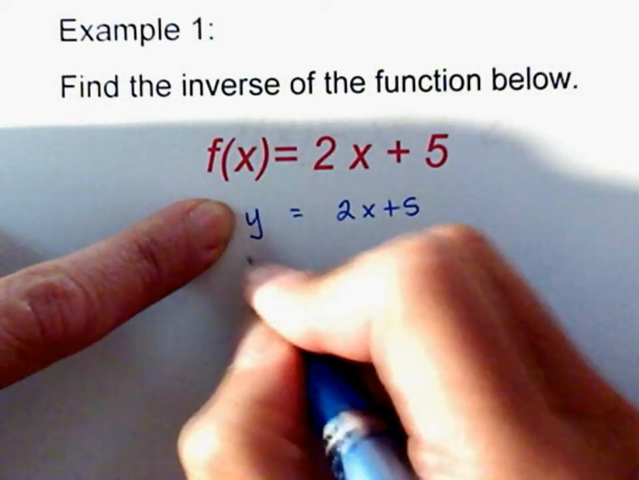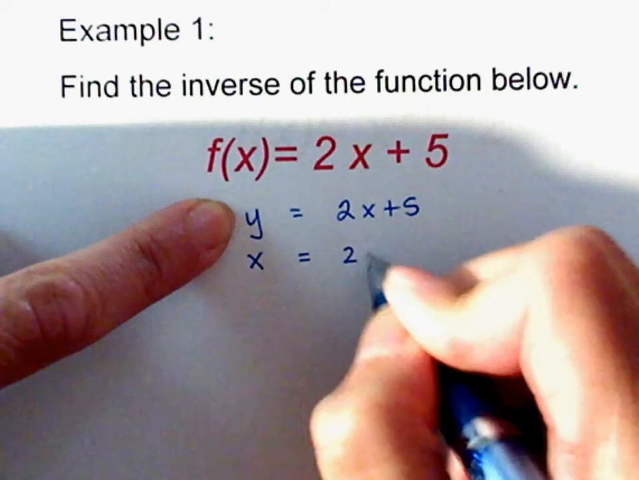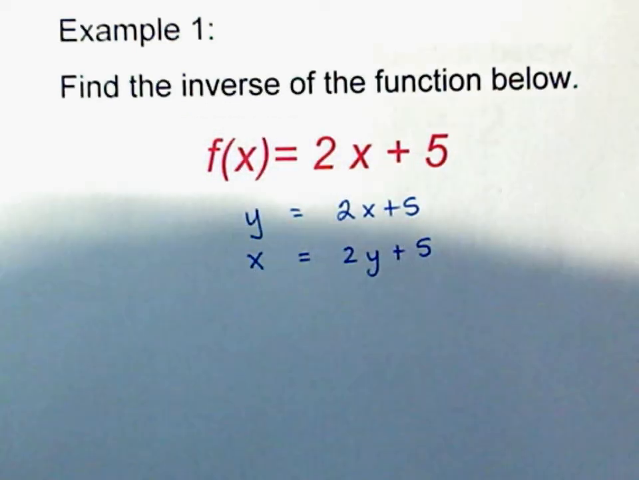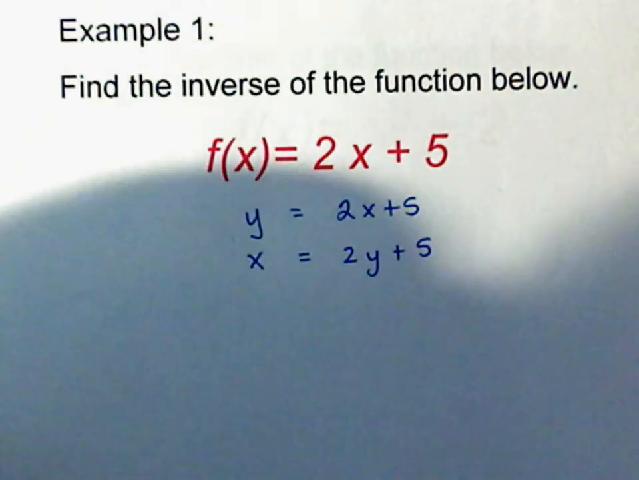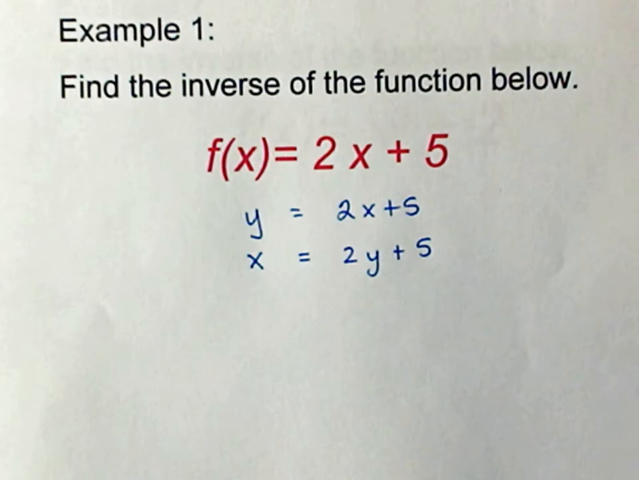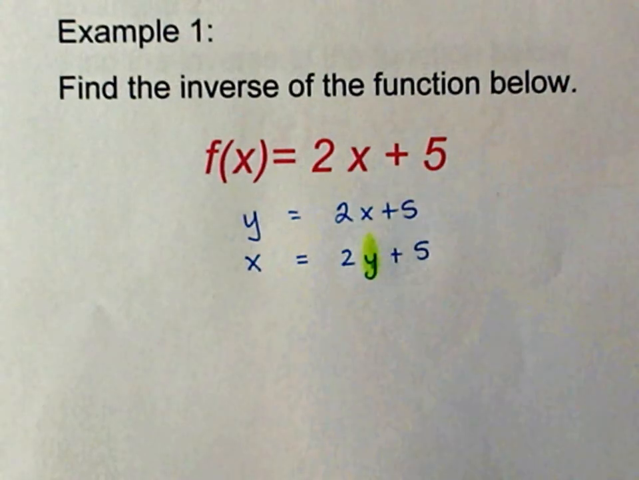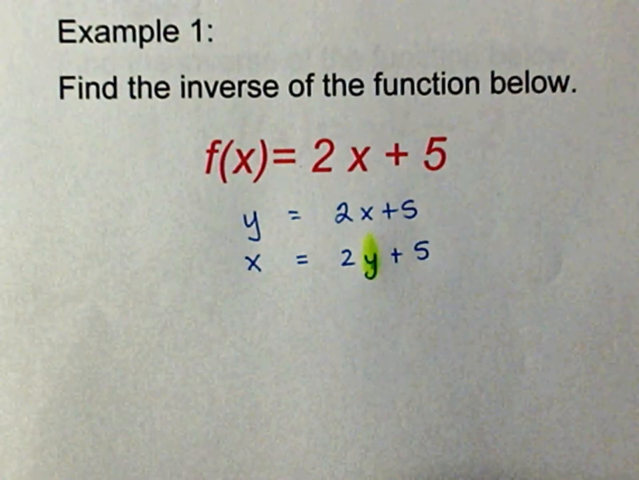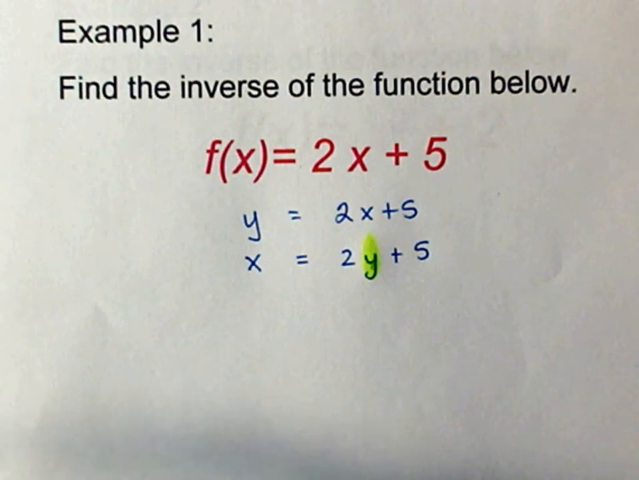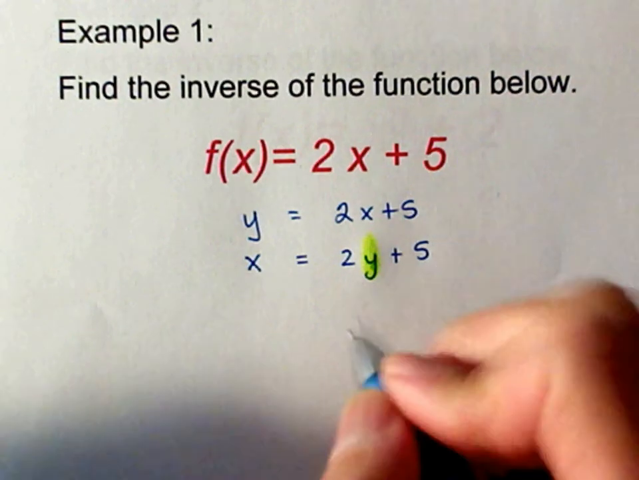I change my f of x to a y, and I rewrite it. Okay? Step number 1. You see where your y and your x is? You're going to switch their places. Just like that. Okay? Step 1. Step number 2. You're going to isolate this y.